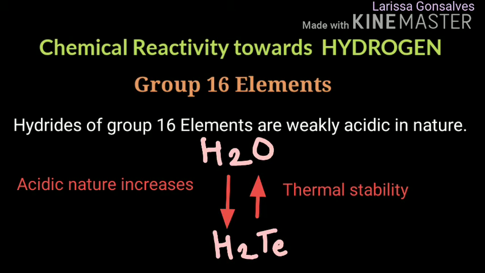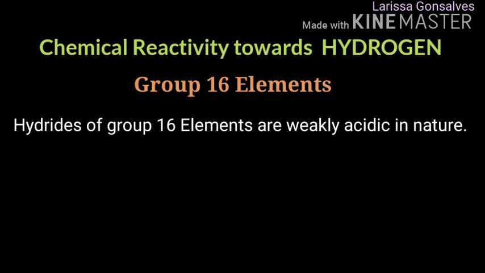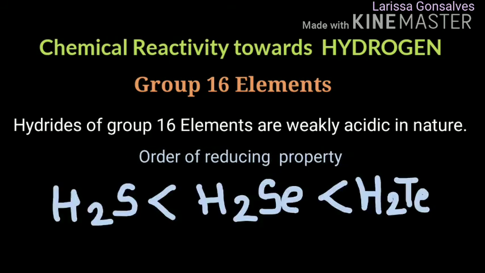The decrease in thermal stability is due to the decrease in the bond dissociation enthalpy of the H-E bond down the group. All the hydrides except water have reducing property, with H2Te having the highest reducing property, followed by H2Se and then H2S. Reducing property is the tendency of an element to lose electrons.